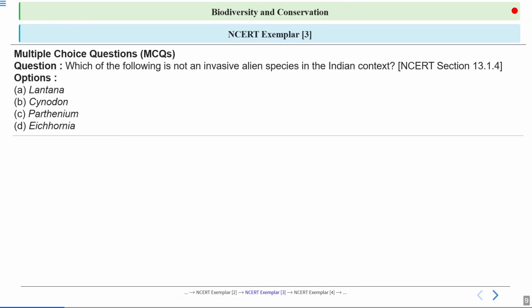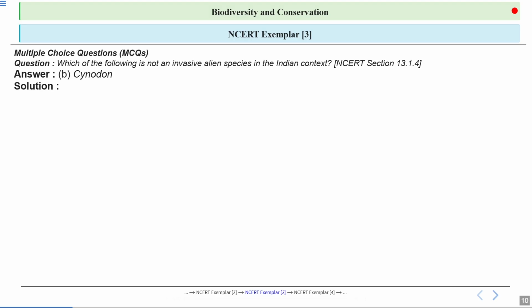Next question, which of the following is not an invasive alien species in the Indian context? The options are Lantana, Cynodon, Parthenium, and Eichhornia. So remember, they are asking about alien species in the Indian context. So what would be the correct answer? Option B, Cynodon, is the correct answer. Let's have a look at the explanation.